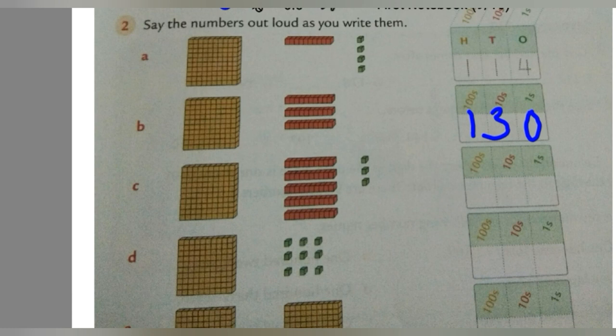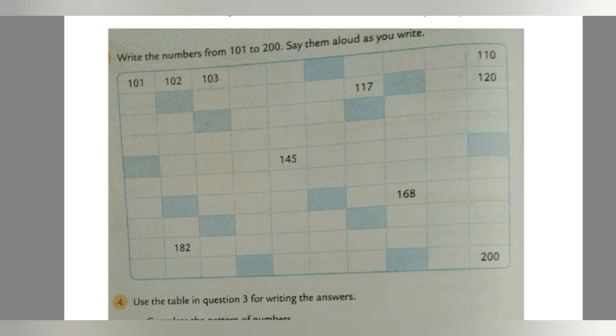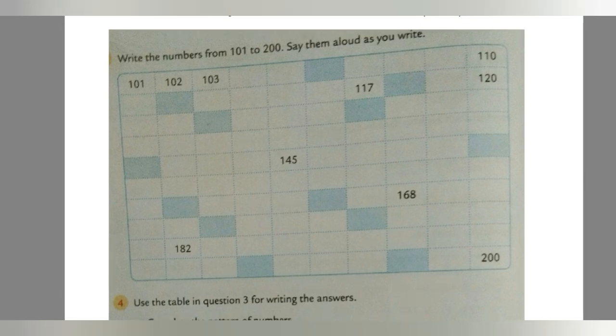Okay. Now in the same way, the remaining questions you have to practice yourself, and scholars maintain a notebook and practice this sum in that notebook. Okay scholars, now come to page number 10. Question number 3 is, write the numbers from 101 to 200 and don't forget to say them aloud as you write. Here, using your pencil, you have to write the counting from 101 to 200.